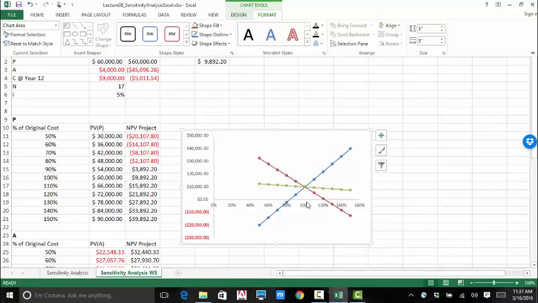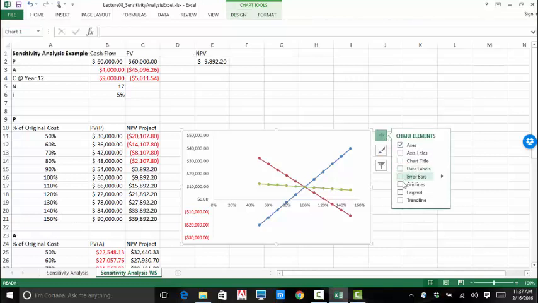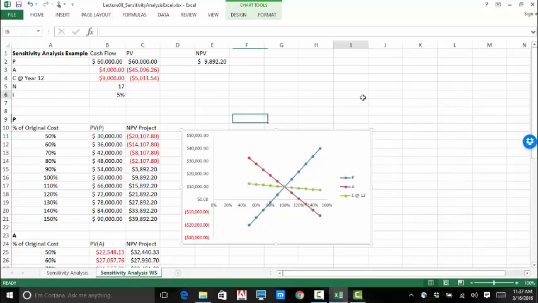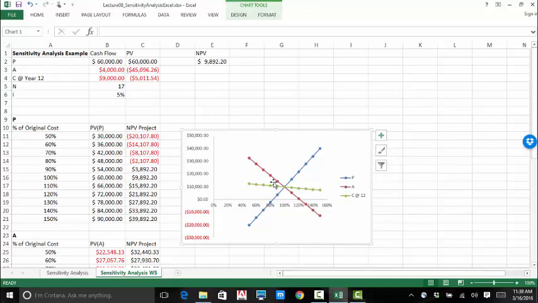Anyways, you will see that they all cross at our NPV at 100%, right? The value is going to be equal for 100% of the cost. And then for the P, we want to make sure to add a legend to this. So, add a legend. There we go. Now we can see what the colors apply to, which cash flow.